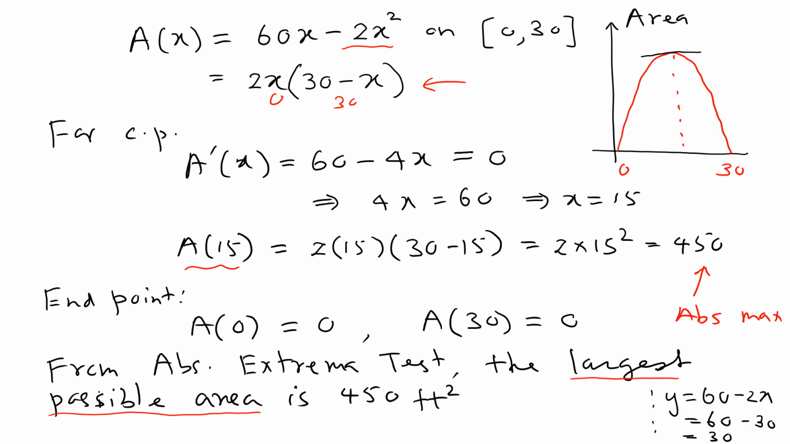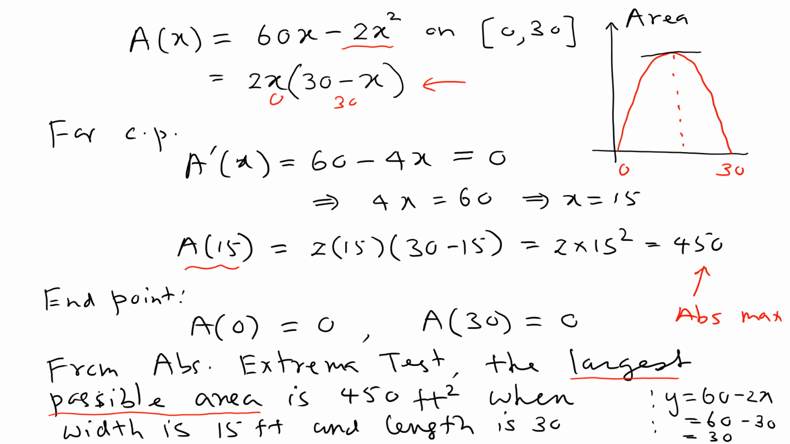And you can say the largest possible area is 450 when the width is 15 feet and the length is 30 feet. So that's how you complete the problem. You have to write the line at the end because you have to answer the question. If you don't answer the question, you are only half done. So that's how you do the problem.